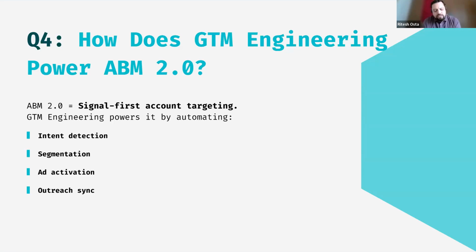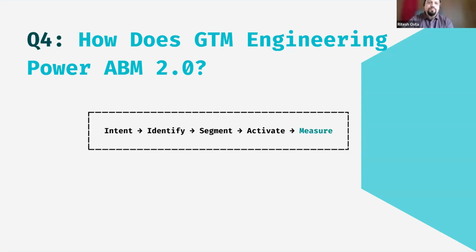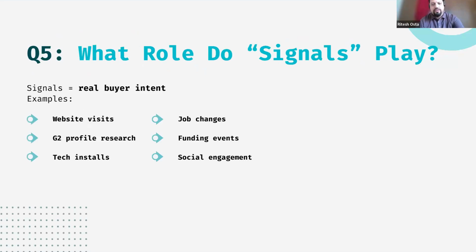They can update your systems, the GTM system, and then your SDR team and your business development team can do the reach out. They can even run ads for that matter, to those companies at the time of the need. That is what GTM 2.0 is all about. And this is what ABM 2.0 is all about. And this is where GTM engineering is playing a super important role. That means the flow is intent, identify, segment, activate, and measure, right?